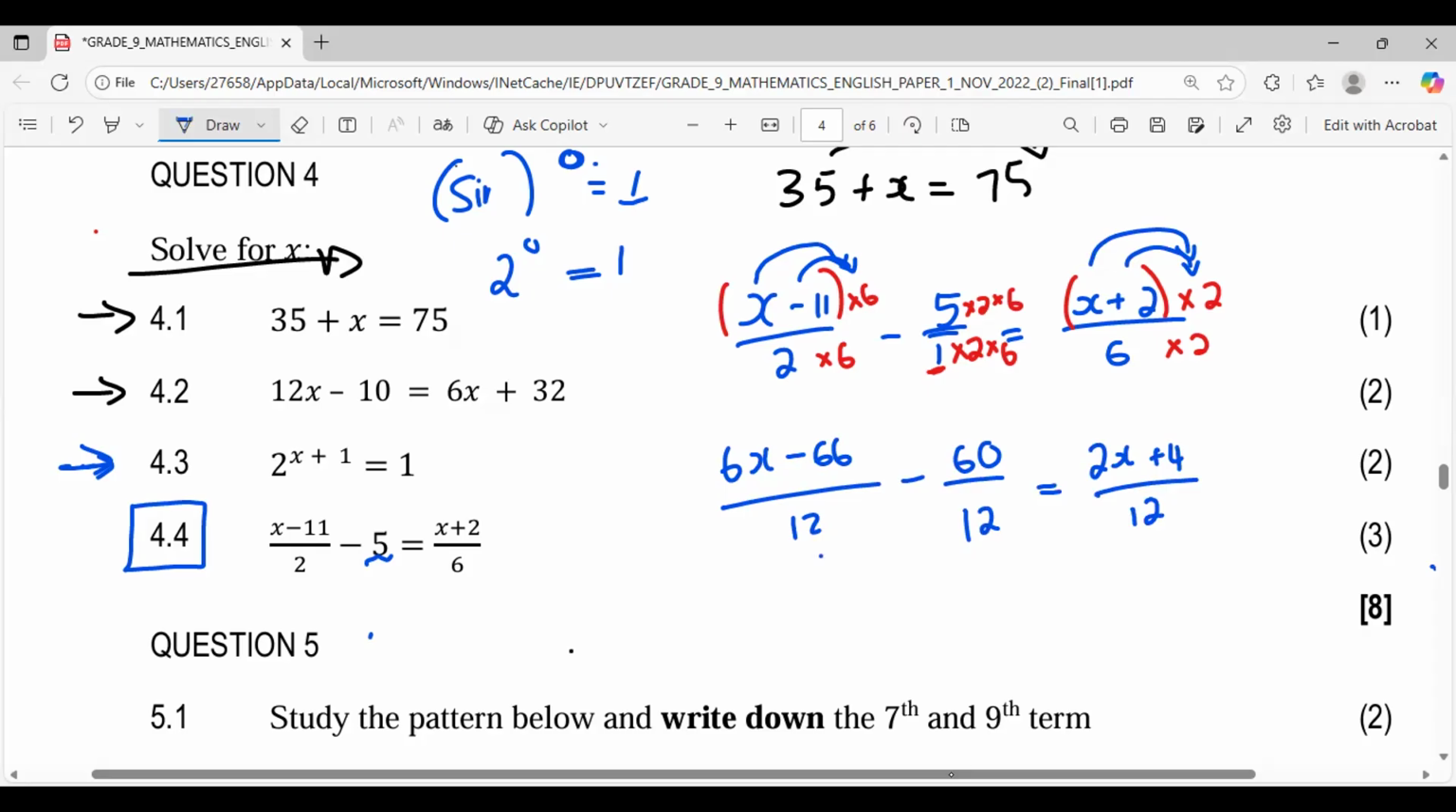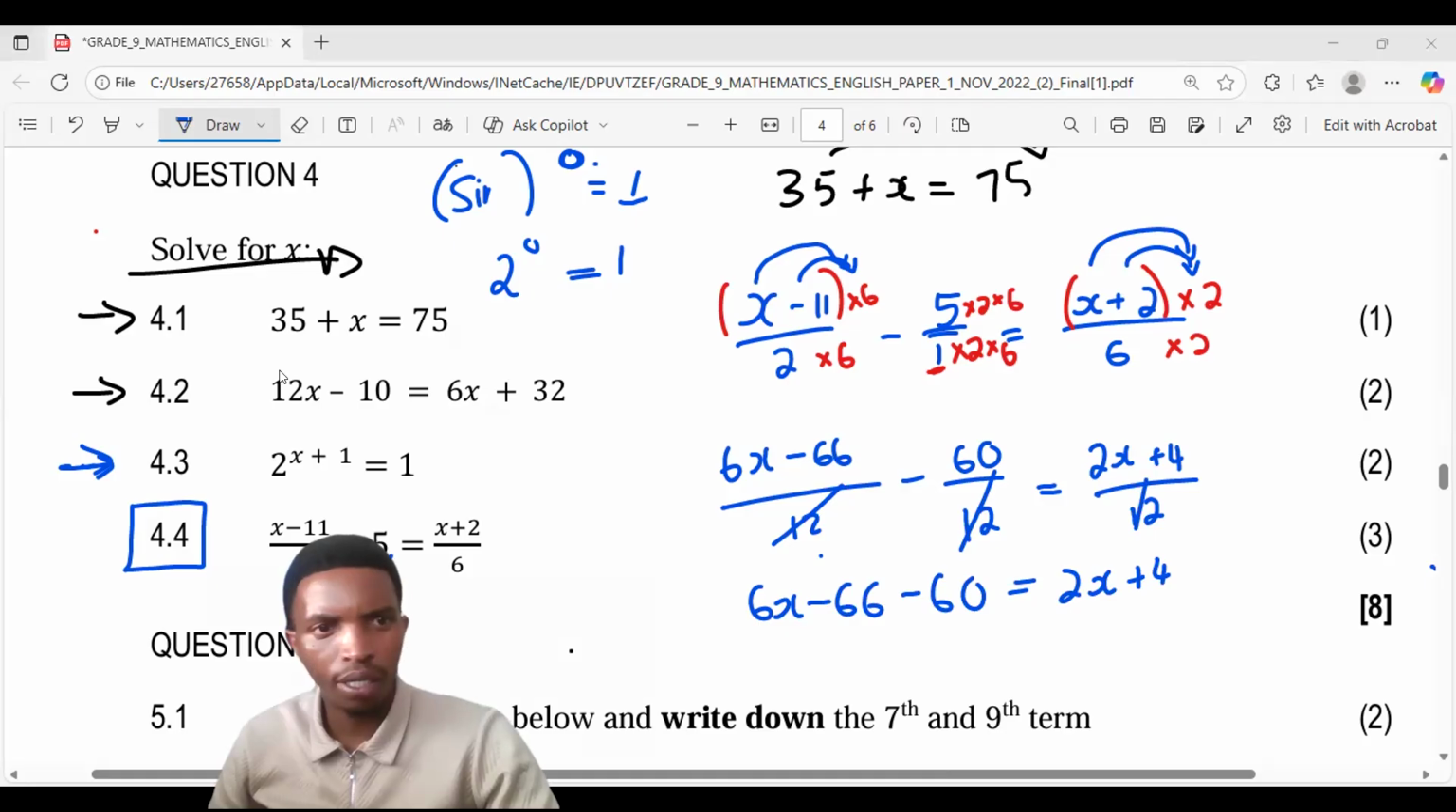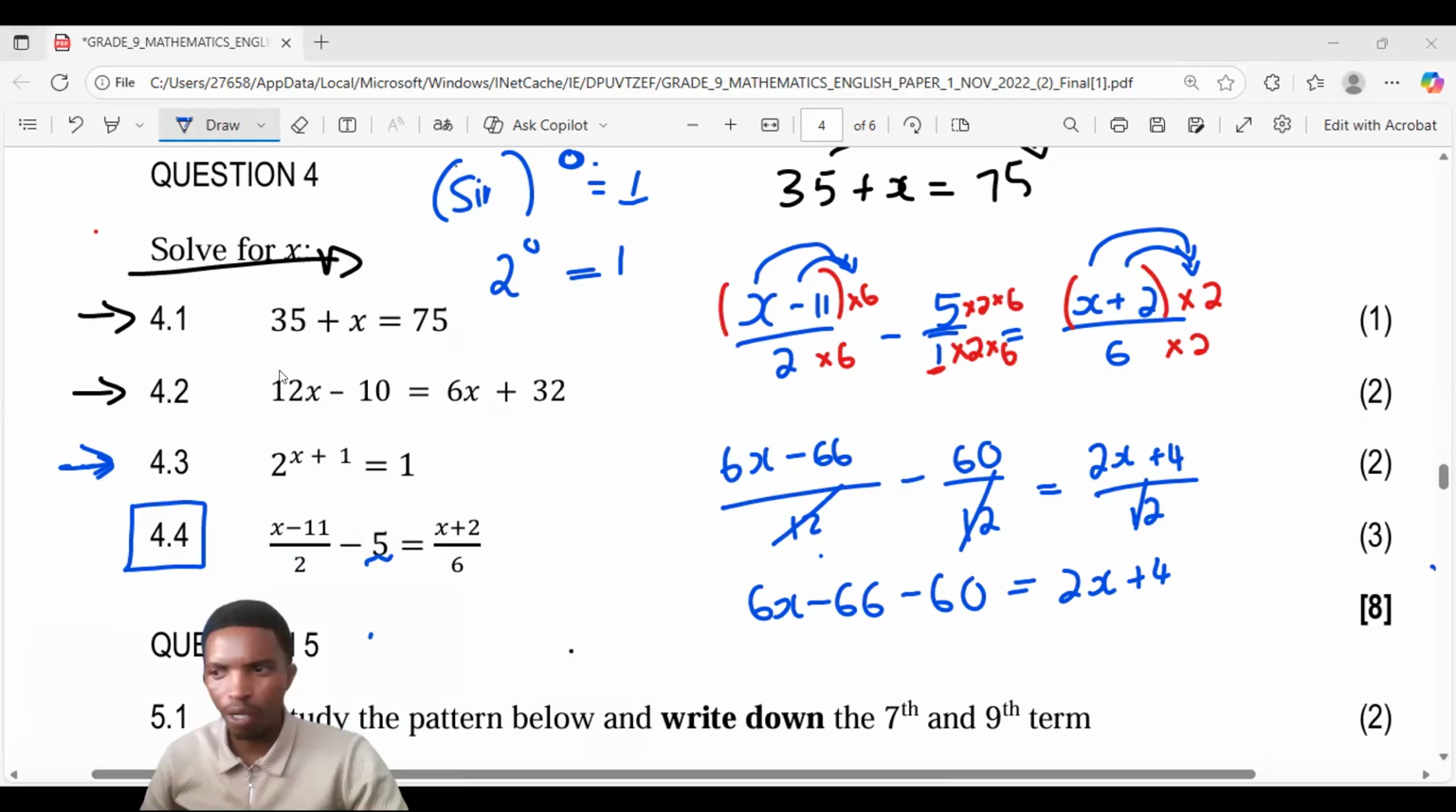So now when we get to this point, do we have the same common denominator? Yes. So when we have the same common denominators, we can just cancel them out, and then we are left with 6x minus 66 minus 60 is equal to 2x plus 4. And then here, again, the like terms go to one side, and similarly the other ones go to the other side.